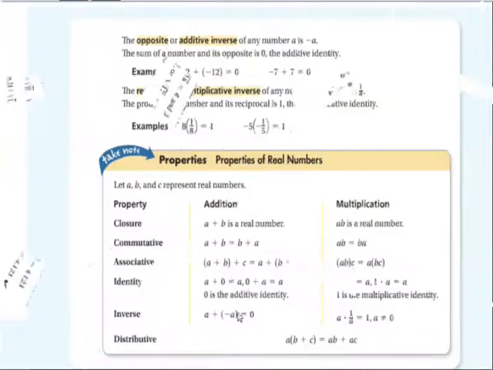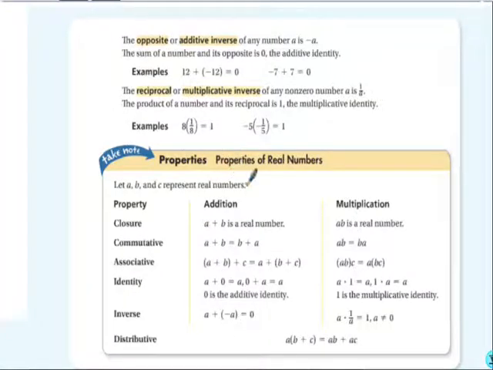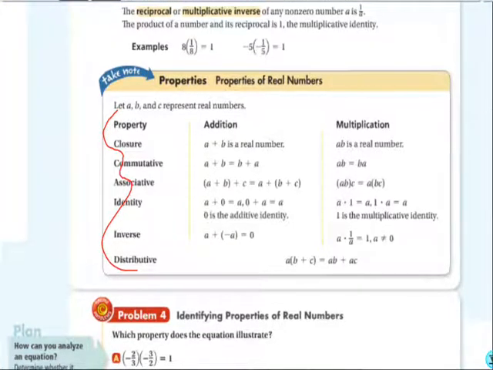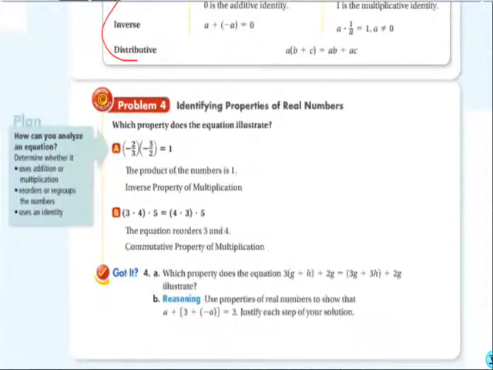Let's move on. We have the opposite or additive inverse, and that's how we get something to 0. And then reciprocal or multiplicative inverse, and that's how we get a number to 1. And then here's a list of properties that you know, commutative, associative, all this stuff. You've done this stuff for years and years and years.